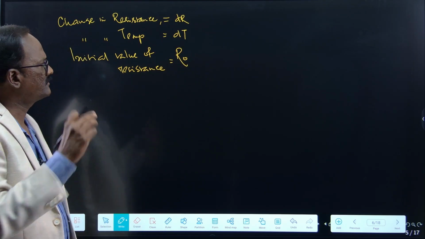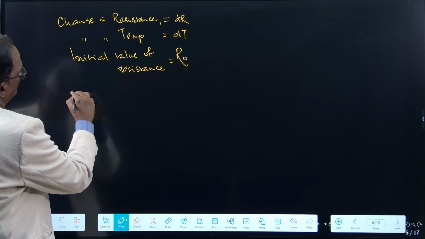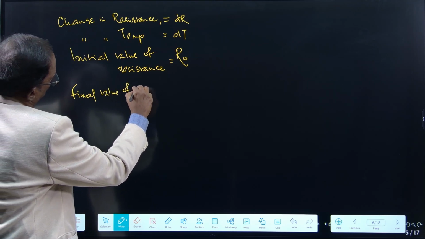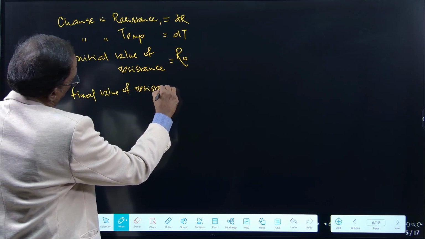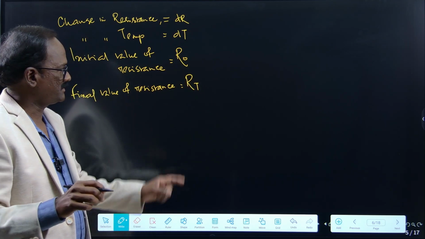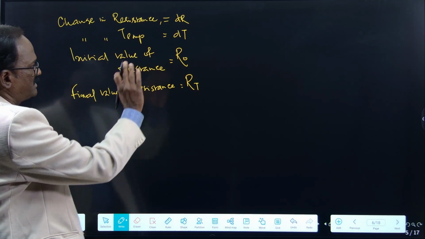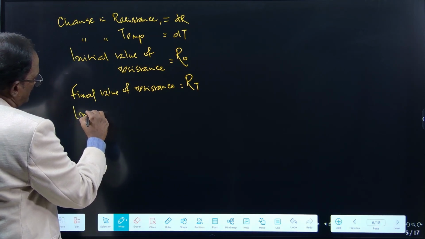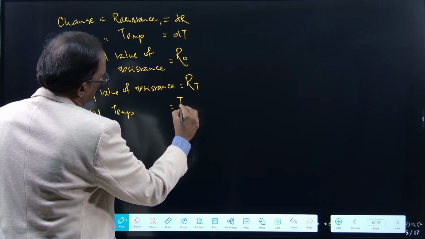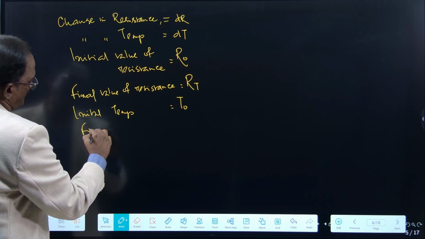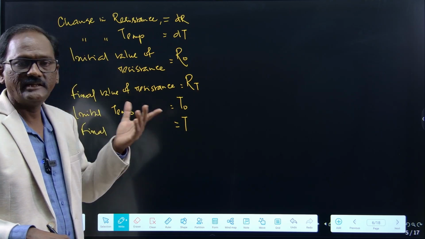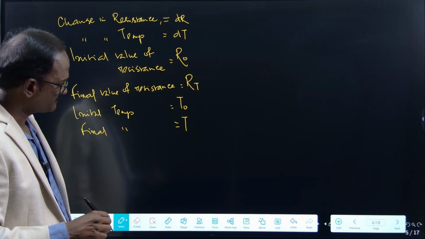Initial value or reference value, R0. Final value, RT, for any temperature, right? From the reference value for any temperature. And the initial temperature is T0. Final temperature is, let it be T. Reference value and any temperature value of your wish, right?